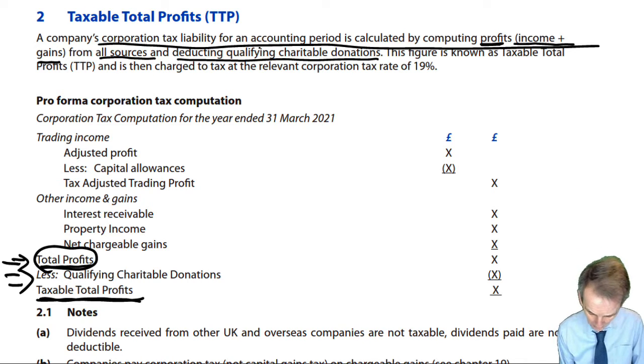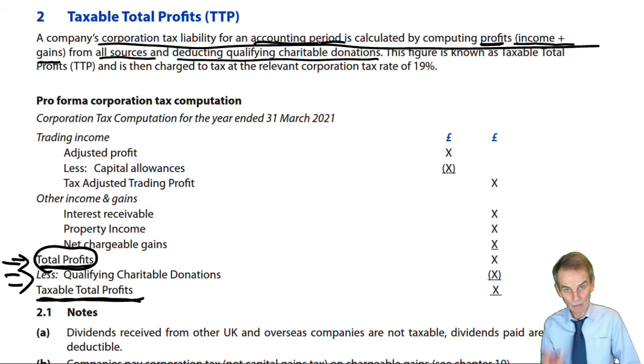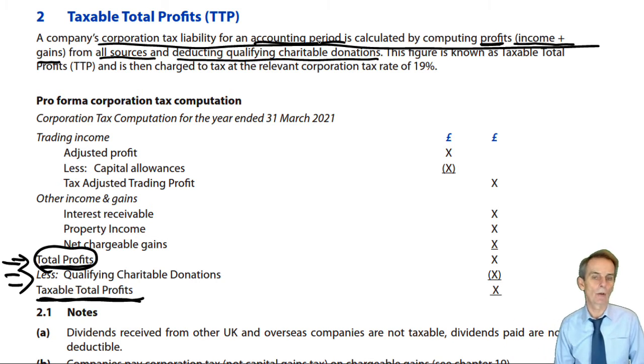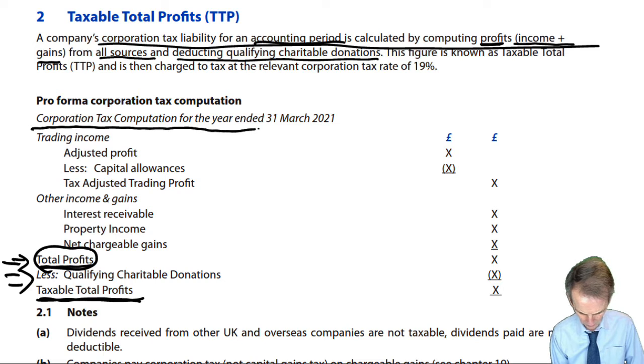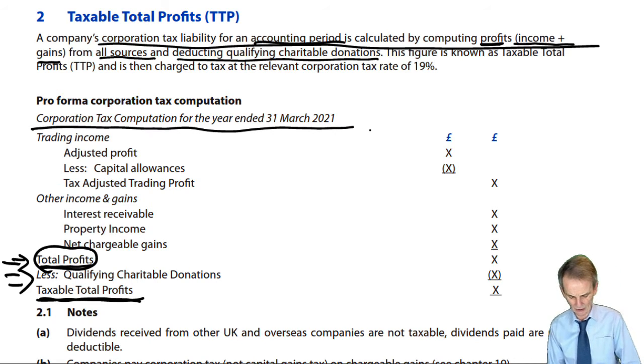As we've said, we prepare it for an accounting period. Remember, the question gives you the statement of profit or loss. That is the company's period of account. As long as it does not exceed 12 months, it becomes the accounting period, and therefore the period for which the corporate tax computation is prepared. So we've got here a corporation tax computation for the year ended 31st of March 21. So presuming the company prepared its accounts for that self-same period, the period of account was the year ended March 21. It becomes the accounting period, therefore the period for which we prepare the corporate tax computation.